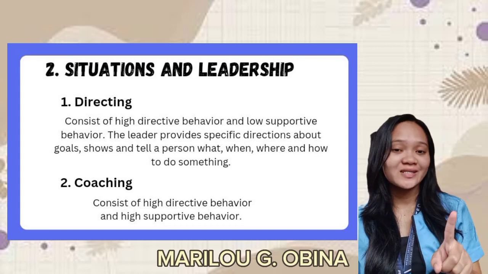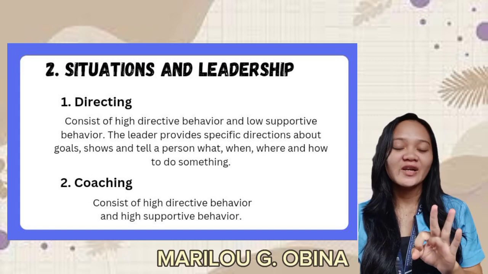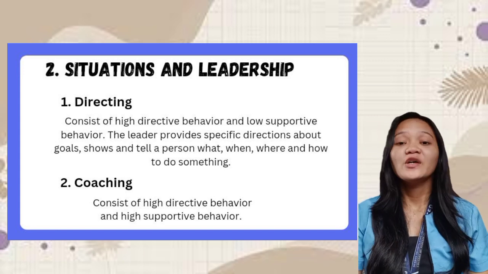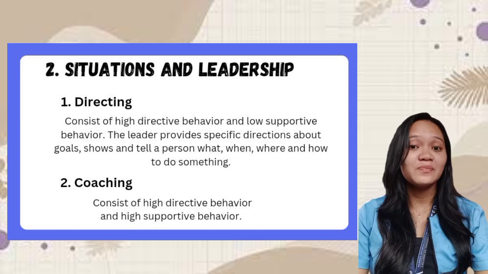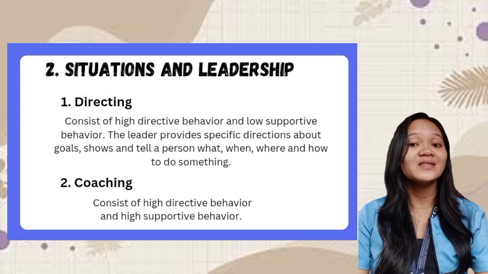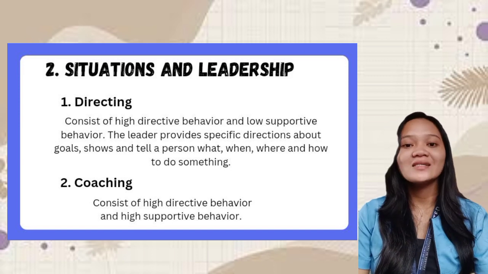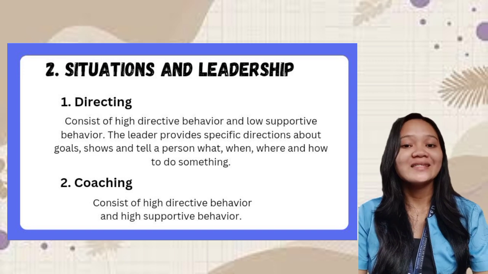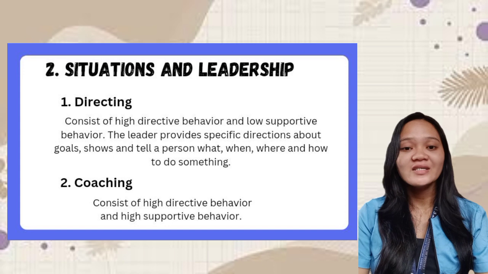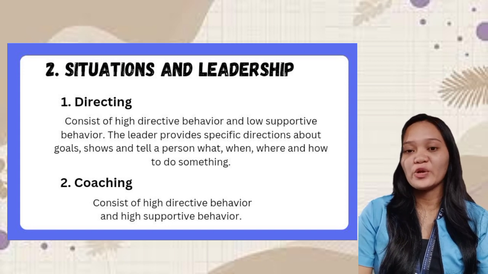First, situation and leadership. Second, behavior and leadership. And the third is effective leadership. So first, let's have situation and leadership. This means adapting your management style to each unique situation or task to meet the needs of the team or the team members. In 1969, Ken Blanchard and Paul Hersey developed the situational leadership theory.